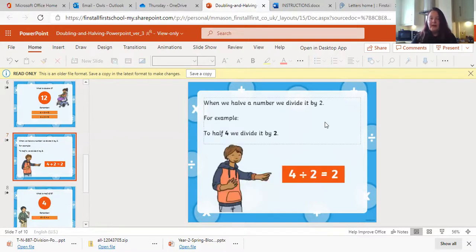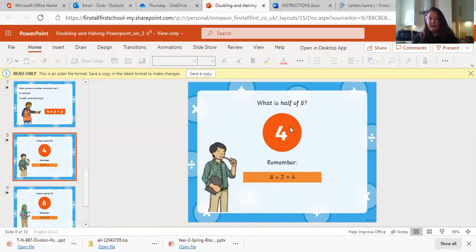Okay, so when we halve a number, we divide it by 2. You remember on Mrs. Barton's board here, when we halve it, we're making it into 2 parts. Because when we chop something in half, we get 2 parts. We've got to halve 4, we get 2. Here's my 4, shared by 2 equals 2. And we did our sharing yesterday, so you should be really good at that.